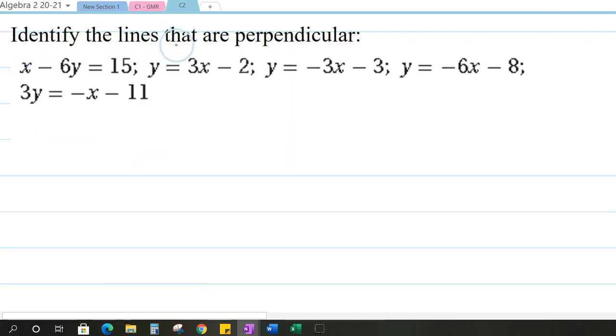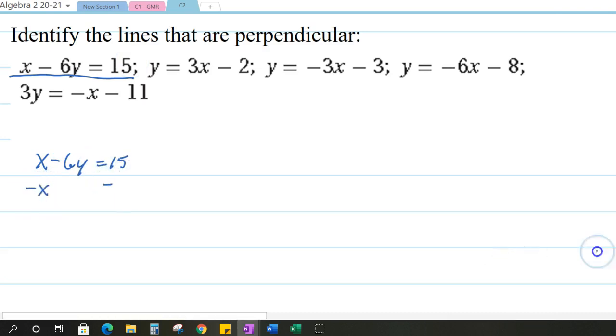Now it says identify the lines that are perpendicular. So we're going to go through the same exact steps. We need to find the slope for each of them. For perpendicular lines, I don't care about the y-intercept. So this is line 1. It's not in slope-intercept form, so I'm going to fix that. X minus 6y is equal to 15.